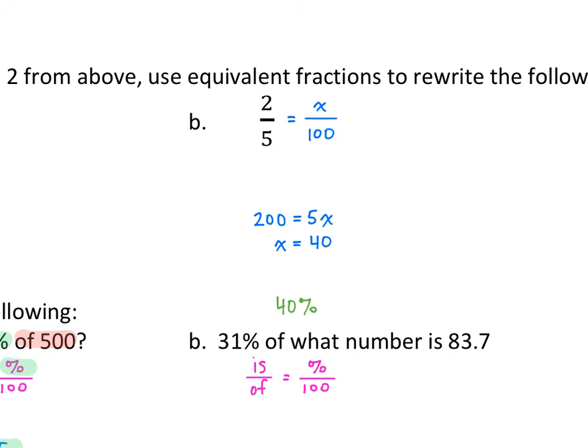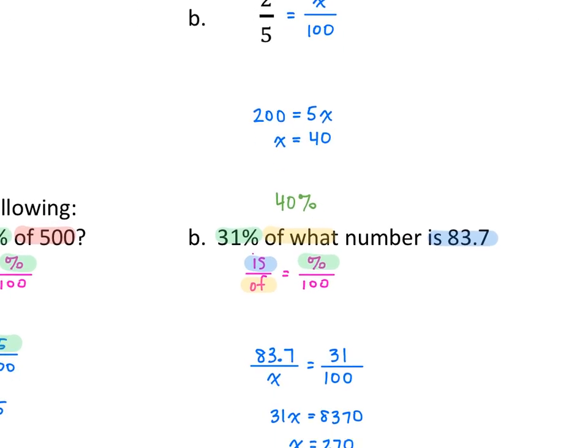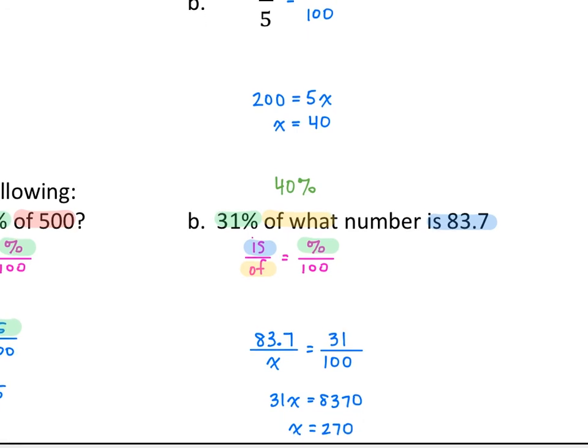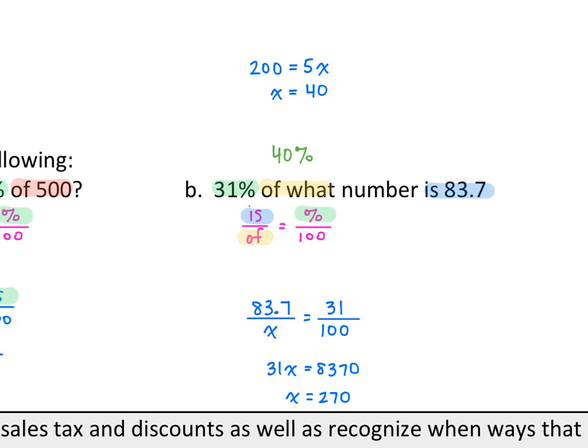So in part B, 31% of what number is 83.7? Okay, so can you identify the pieces? Hopefully we can identify the 31%, that's our percent. Of what? That's our unknown. Is 83.7, that's our is portion right there. So go ahead, we can set that up, and we get 83.7 over x equals 31 over 100, and when we cross multiply and solve, we end up with x equals 270.